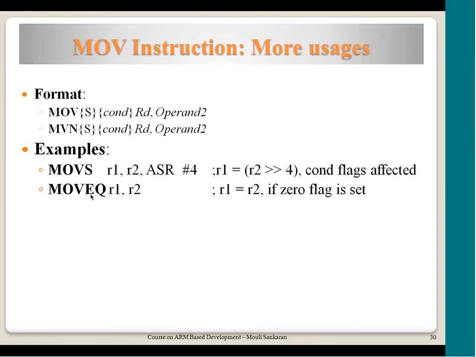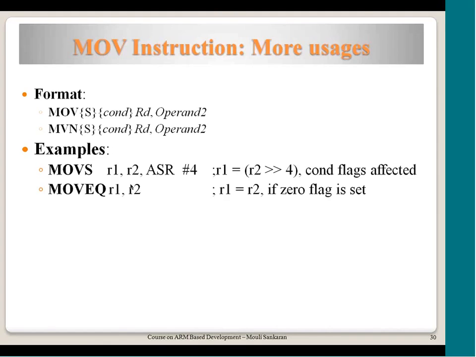Suppose this instruction follows the previous instruction, and you allow that move instruction to impact the CPSR. Based on the value of the zero flag, this will be executed. If the zero flag is set, then it will be executed, otherwise it will not be executed at all. That means what?